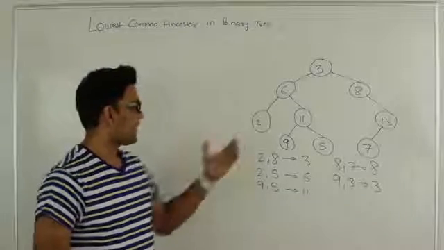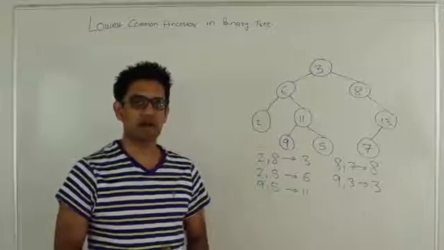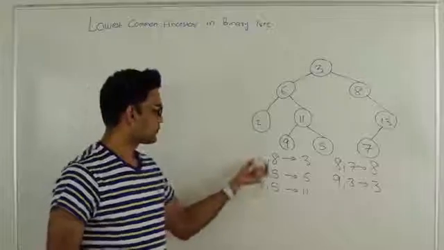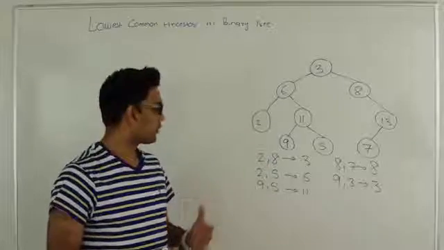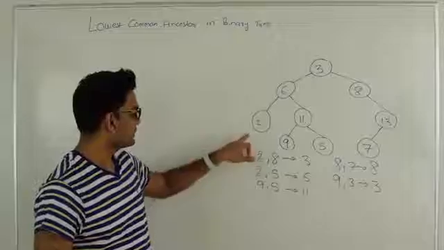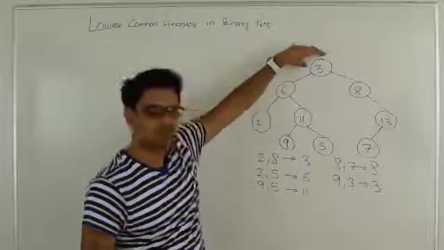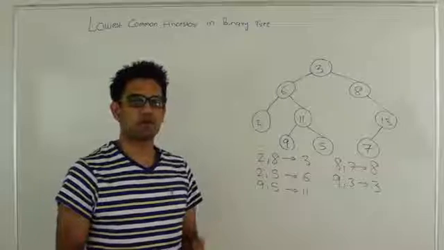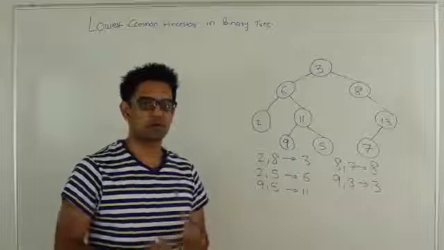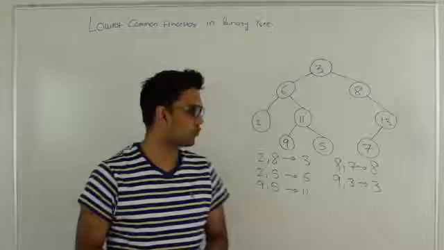So for example, this is the binary tree I have and I have two nodes, say 2 and 8. What is the lowest common ancestor of 2 and 8? So 2 is here, 8 is here, so the lowest common ancestor of 2 and 8 is 3. So basically we're looking at a node from which the paths diverge for the two nodes.